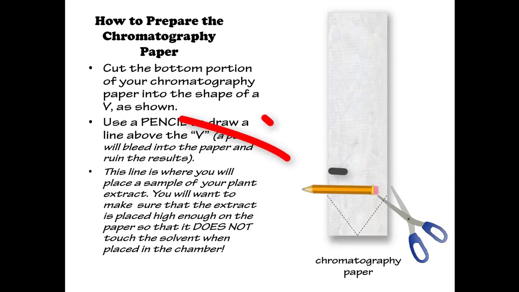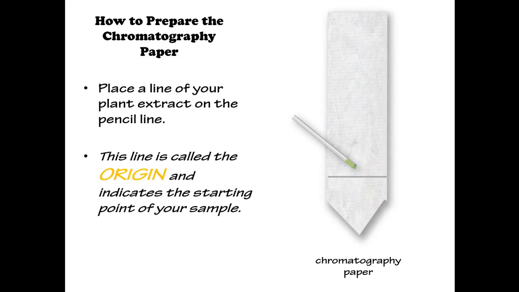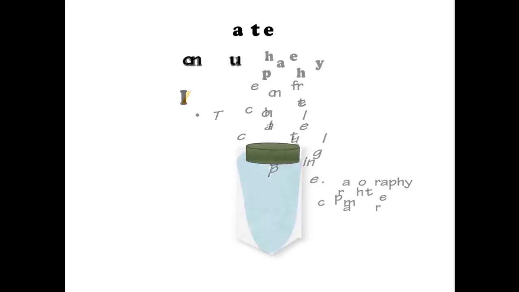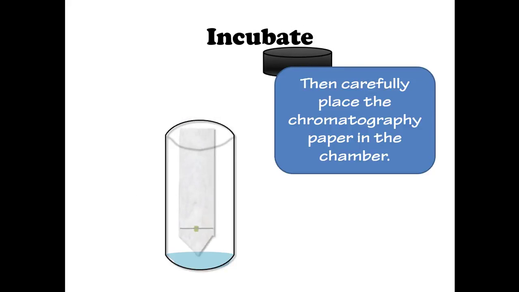This line is where you will place your sample of your plant extract. You will want to make sure that the extract is placed high enough on the paper so that it does not touch the solvent when placed in the chamber. Next, place a line of plant extract on the pencil line. This line is called the origin and indicates the starting point of your sample. Then, carefully place the chromatography paper in the chamber.